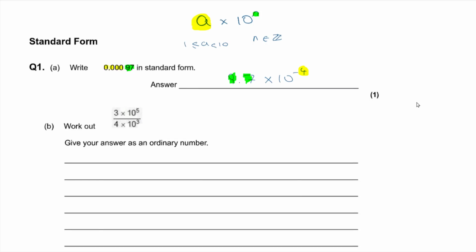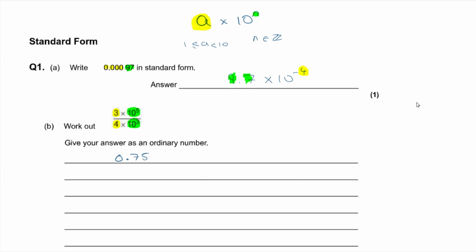Right, part B, write down 3 times 10 to the 5 divided by 4 times 10 to the 3. When you've got a quotient like this, where you've got numbers in standard form on top and the bottom, then divide like with like. We're going to divide the mantissas with the mantissas, and we're going to divide the exponents with the exponents. Okay? So 3 divided by 4, that's 3/4, or 0.75 as a decimal, isn't it?